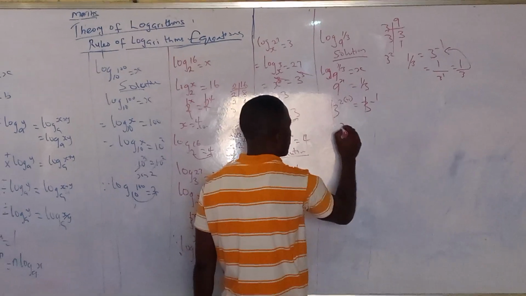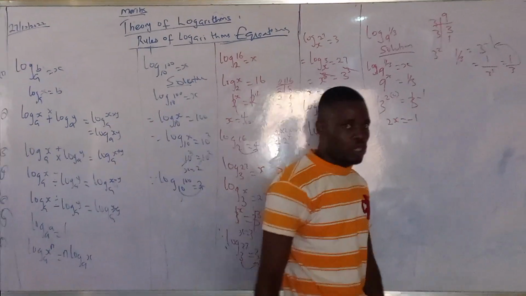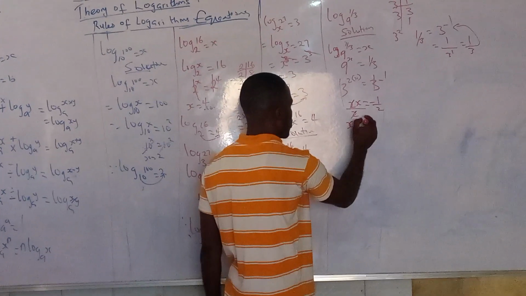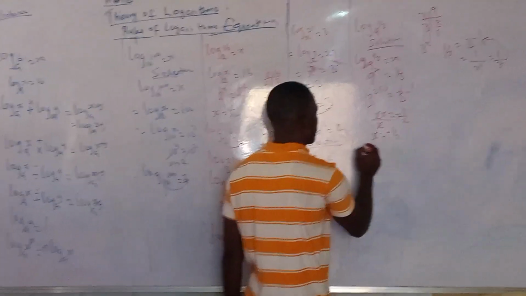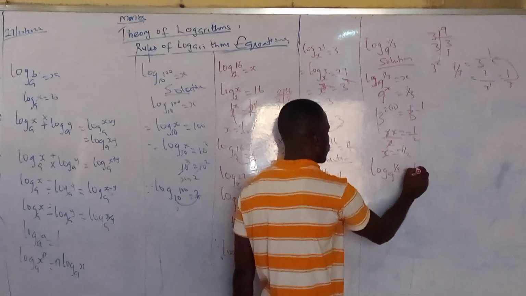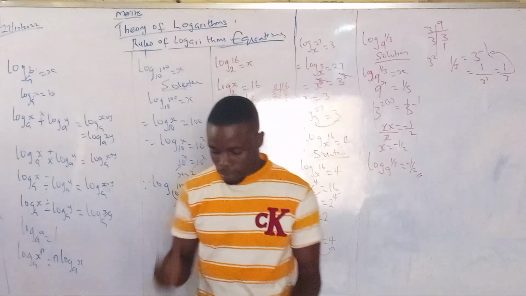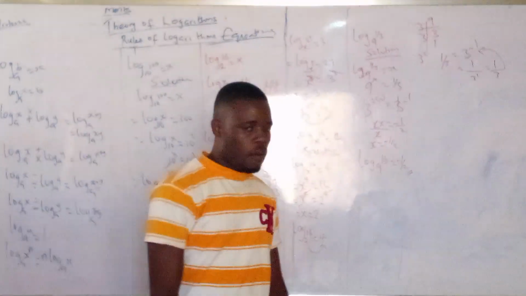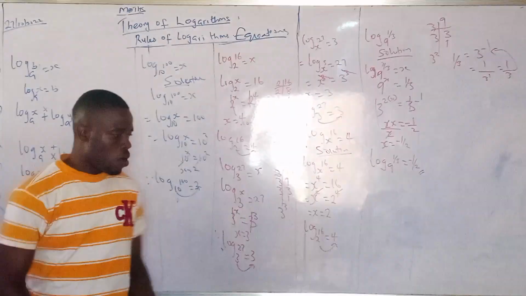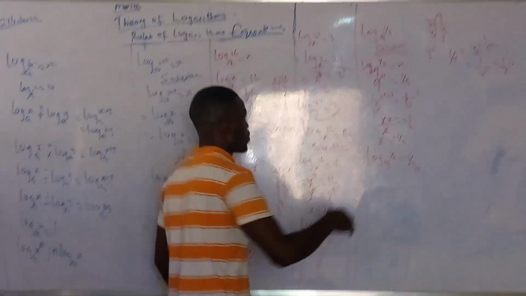3 can cancel 3. So we have 2x equals to minus 1. We are going to divide both sides by 2. So 2 here and 2 here. 2 cancel 2. We have x equals to what? Minus 1 all over 2. So therefore, log 9 to the power of 1 all over 3 is equals to minus 1 all over 2. Okay? So, I believe we are getting there. So we're looking at other questions, using the second formula to solve this.